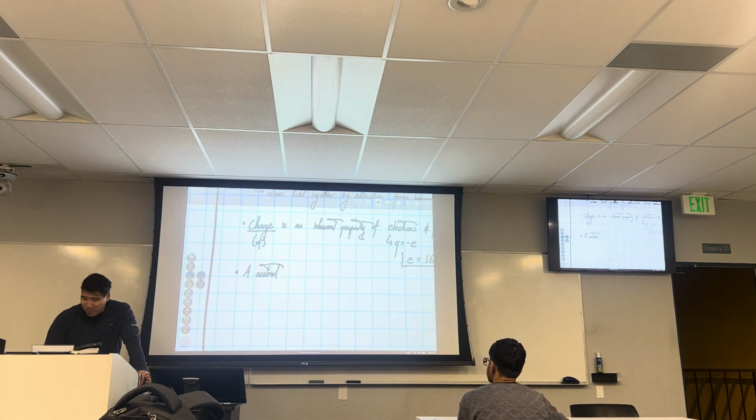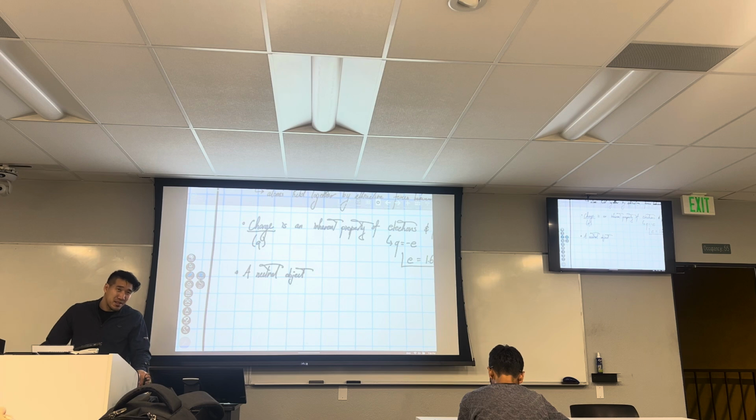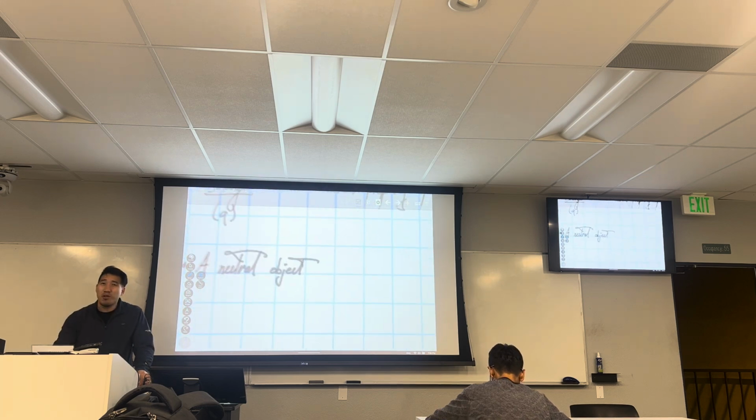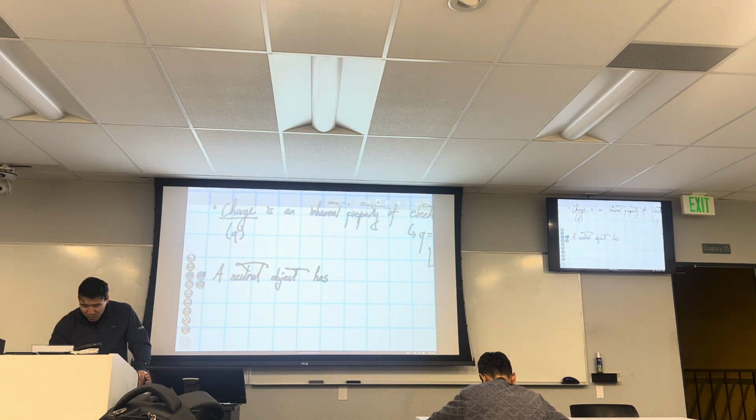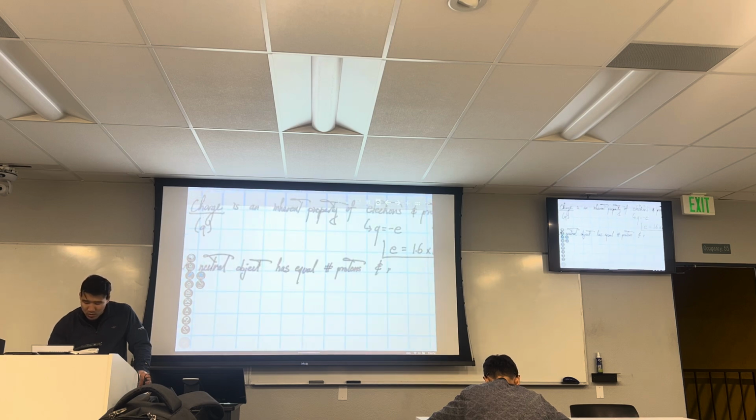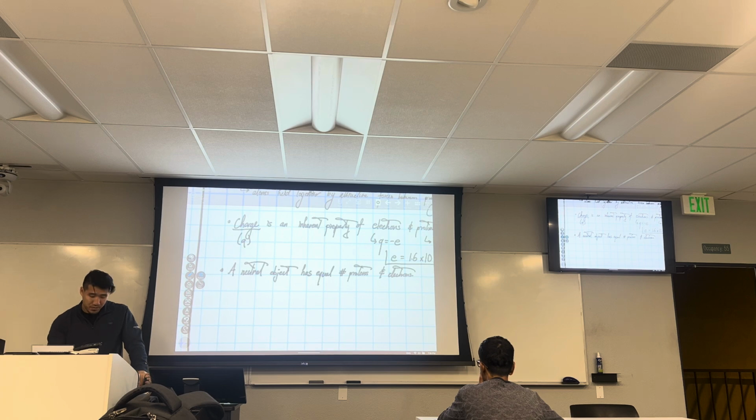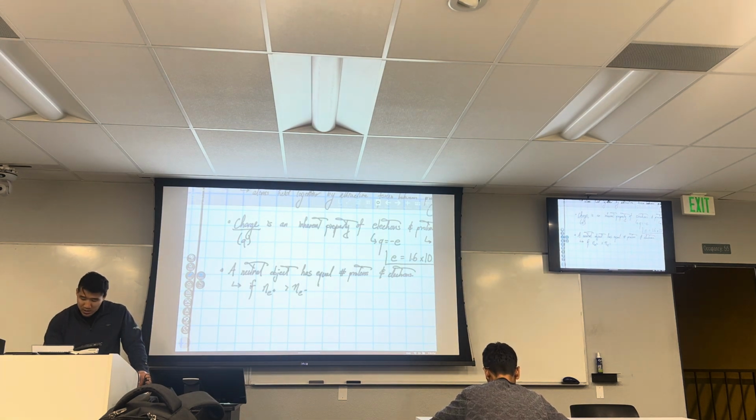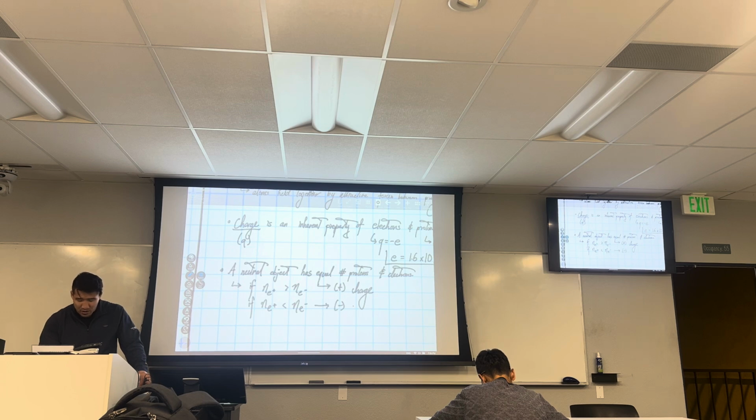So let's say a few statements about neutral objects. Everything is constituted of atoms, meaning everything has protons and electrons. So a neutral object is not the absence of protons or electrons, but the fact that there are equal amounts of them. A neutral object has an equal number of protons and electrons. If the number of protons is greater than the number of electrons, then you have a positive charge. If the number of protons is less than the number of electrons, then you have a negatively charged object.